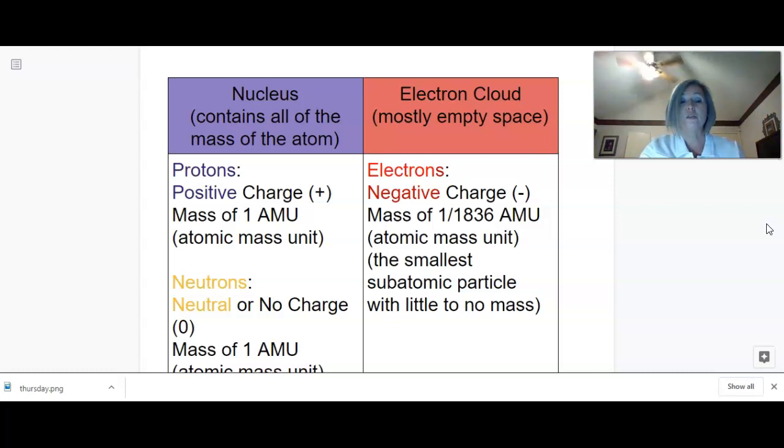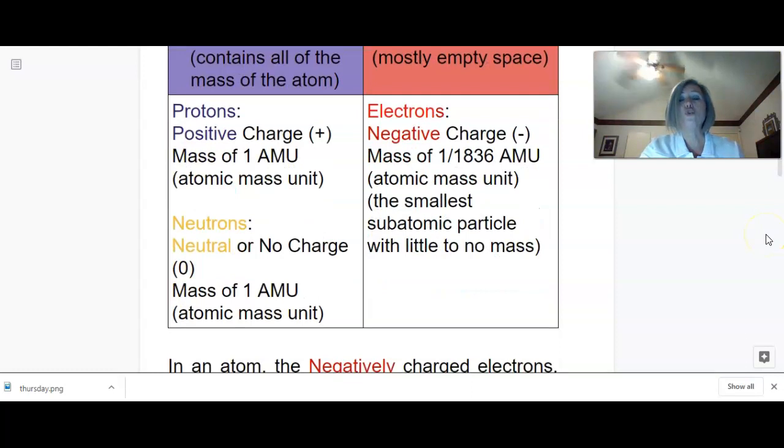Now let's look at the neutrons. Neutrons are neutral. Remember, Nerdy Nelda Neutron? She was boring. She was apathetic. She didn't care. She's neutral or no charge. They have a mass of 1 AMU, just like the protons. So they are really the same size. They're slightly larger, but for our purposes, we're going to say that they're the same size, a value of 1. So inside the nucleus, protons and neutrons both have a mass of 1 AMU. So the only difference between them is their electrical charge. A proton is positive and a neutron has no charge.